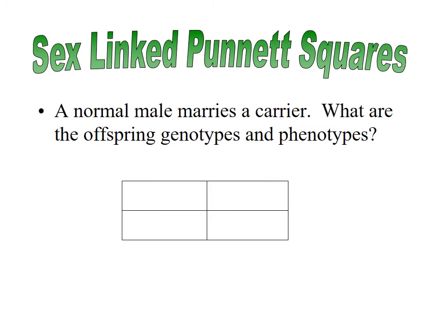Alright, so another example, you have a normal male marries a carrier. What are the offspring's genotypes and phenotypes? So you have a normal male, so therefore they have X big C because they're normal, and a Y. And a carrier. So a carrier means that you're heterozygous. So you have X big C, X little c. You do the Punnett square. And then you are going to answer the question.